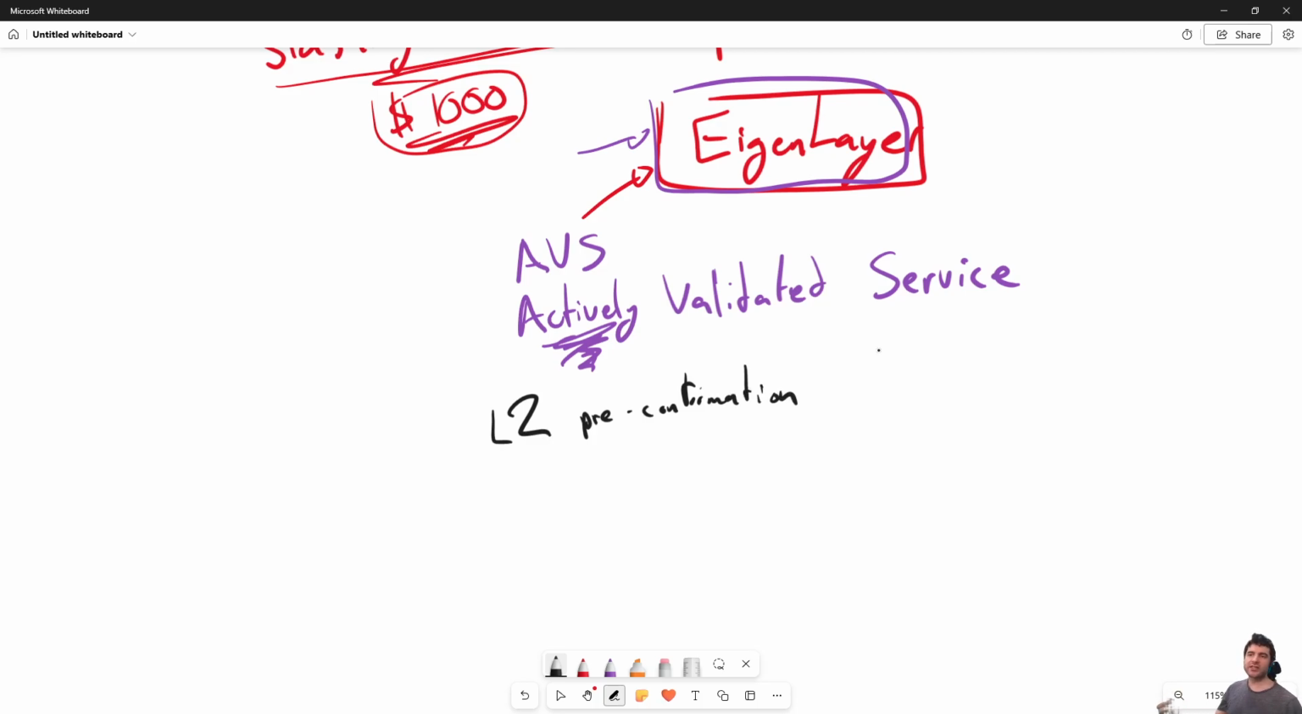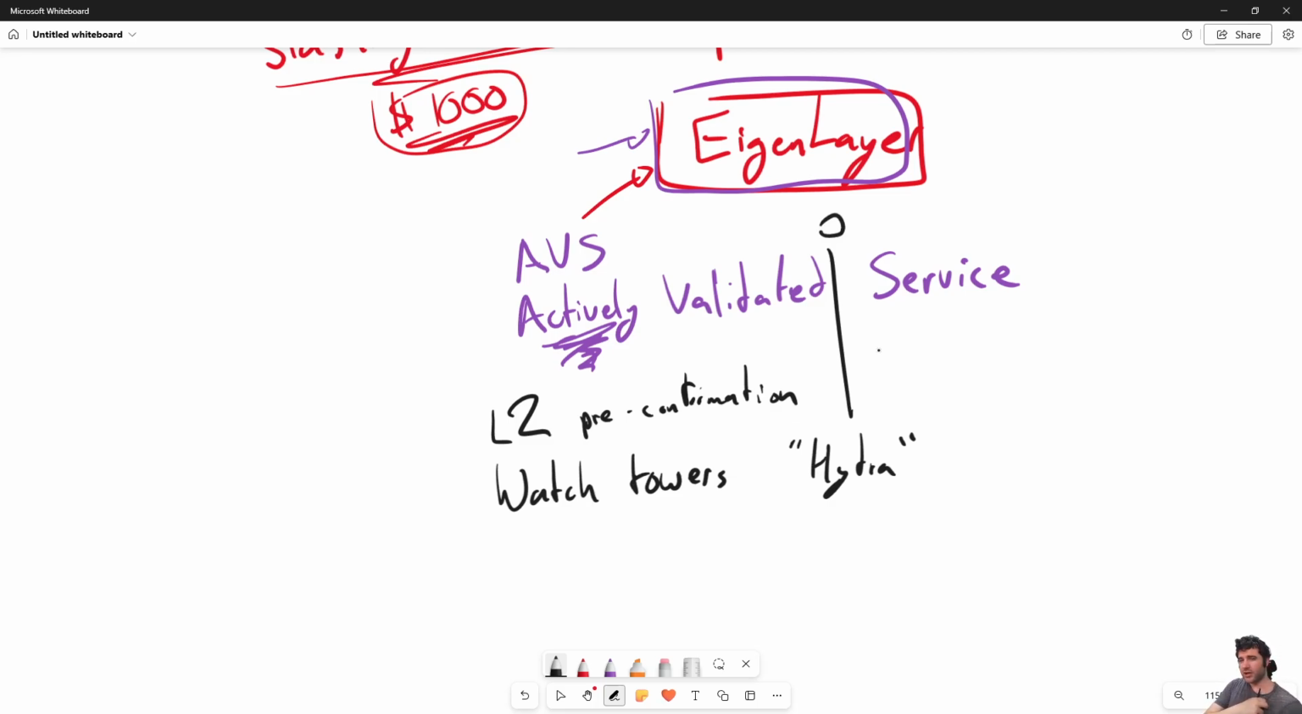I'm just using this as one example. You could have pre-confirmations through some kind of Eigenlayer system. You could have, for example, watchtowers for state channels. So if you have systems like Hydra, which is a state channel, what if one of the state channels is being malicious? You could try and slash them through something like Eigenlayer.